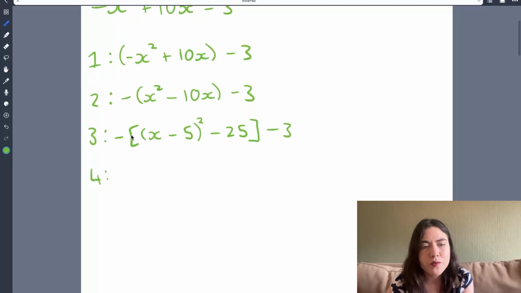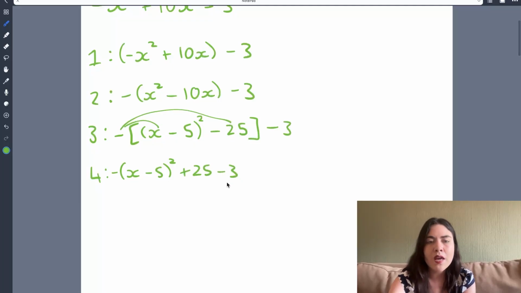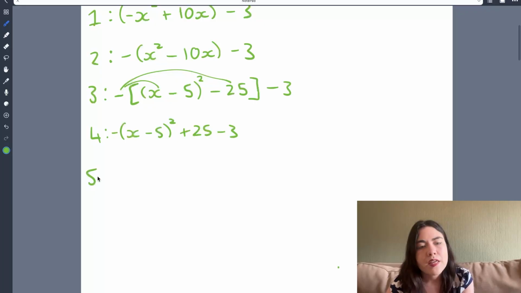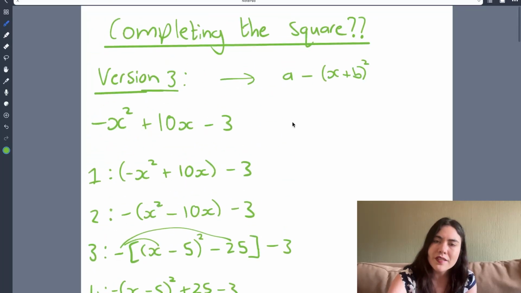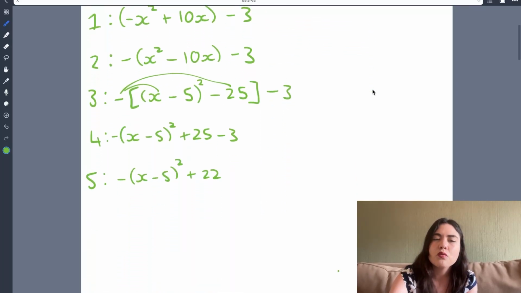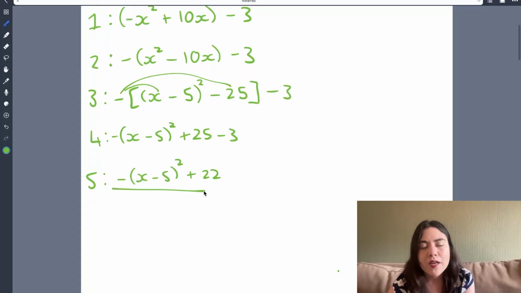Now step 4 is to expand. Now don't forget about this sign change. So we have negative x minus 5 squared. Now minus times a minus gives me plus 25 minus 3. So what I'm going to end up with, consolidating it all, gives me plus 22. Now you can move this 22 to the front so that it looks exactly like this, but it doesn't really matter. But I would recommend that you do that in your exam. But as long as the numbers are correct, that's what you're getting marked on.